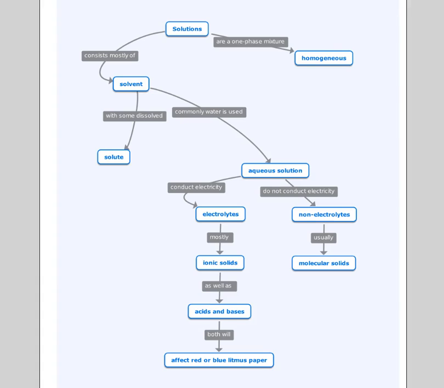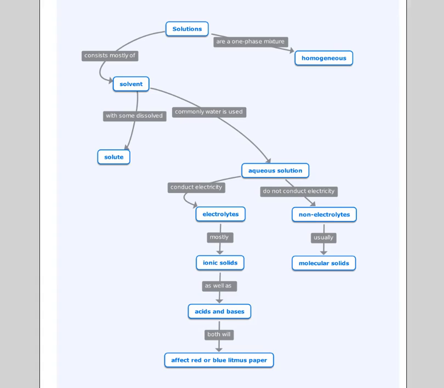If the solution conducts electricity, we call that an electrolyte. And if it does not, it's a non-electrolyte. And non-electrolytes are usually molecular solids. They'd be neutral molecules. Could be elements, could be compounds, but covalent bonding involved in those.